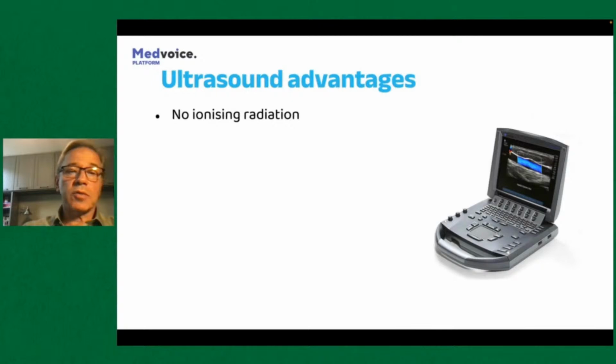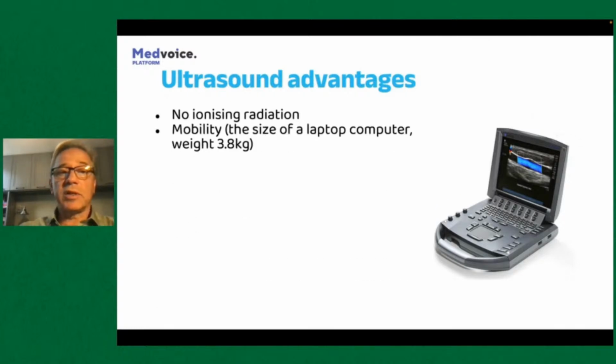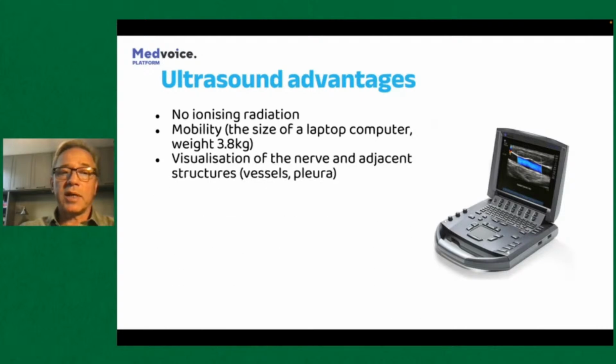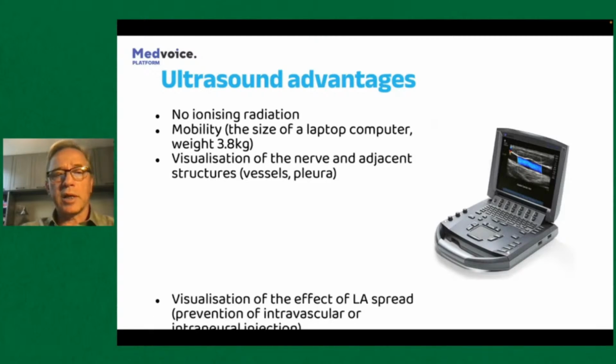What are the advantages of ultrasound? Obviously, unlike with CT scan or MRI scan, there is no ionizing radiation. The machines are quite mobile. They're like laptops, so you can take them anywhere these days. It could even be a mobile phone with a screen that you can use as an ultrasound. You can connect the ultrasound probe to your mobile phone. You get visualization of the nerves and adjacent structures. You will see vessels. You will see the pleura. Hence, you will not go into that tiger territory.